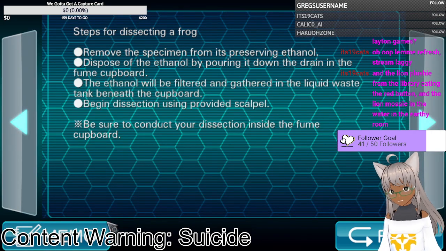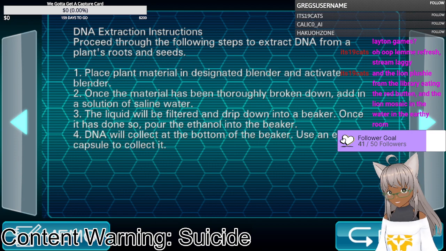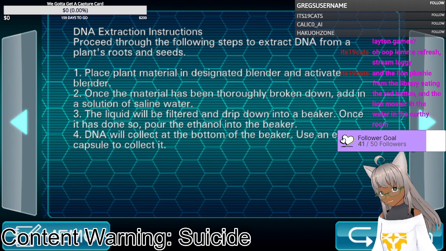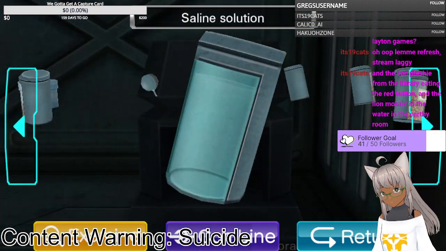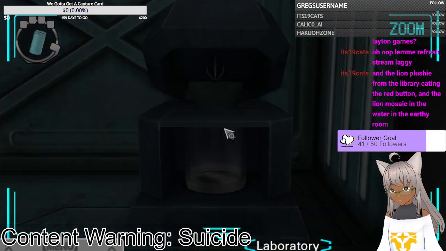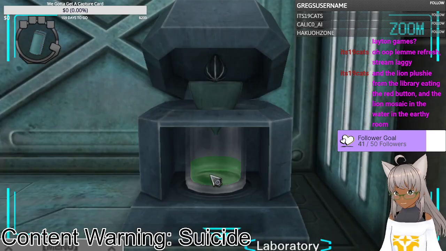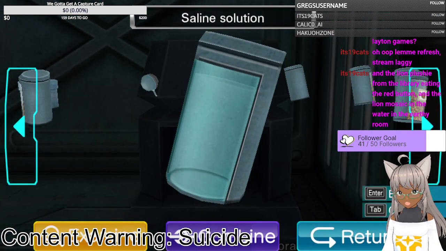Extraction instructions. That's the wrong one. Once material has been thoroughly broken down, add in a solution of saline water. The liquid will be filtered and dripped down into a beaker. Once it has been done so, pour the ethanol into the beaker. We have the ethanol from the frog. So now we put in the saline. It'll drip down into the beaker. We pour ethanol into it.